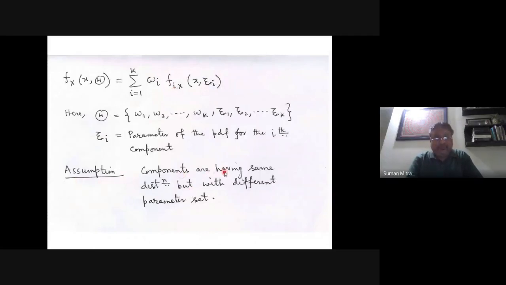Components have the same distribution but with different parameters, because the parameter is xi i. So xi1 for the first component, xi2 for the second, xi3 for the third, etc. If it is Gaussian, then mu1 sigma1, mu2 sigma2, mu3 sigma3. And if these components are multivariate Gaussian, then xi i would be 2 components.